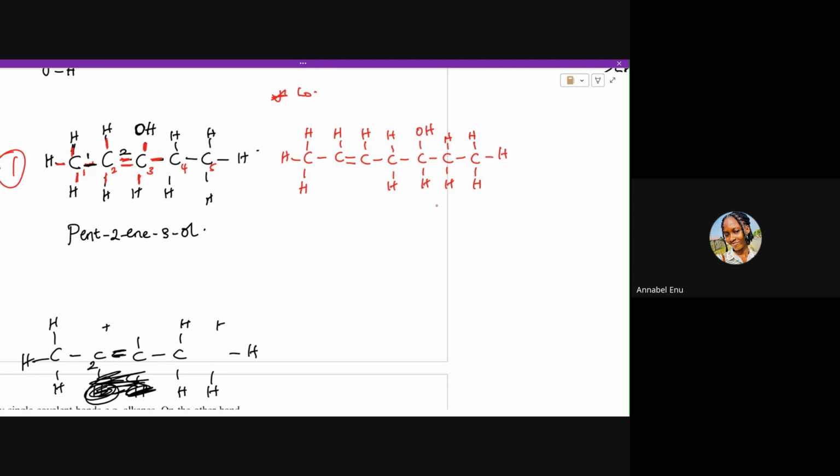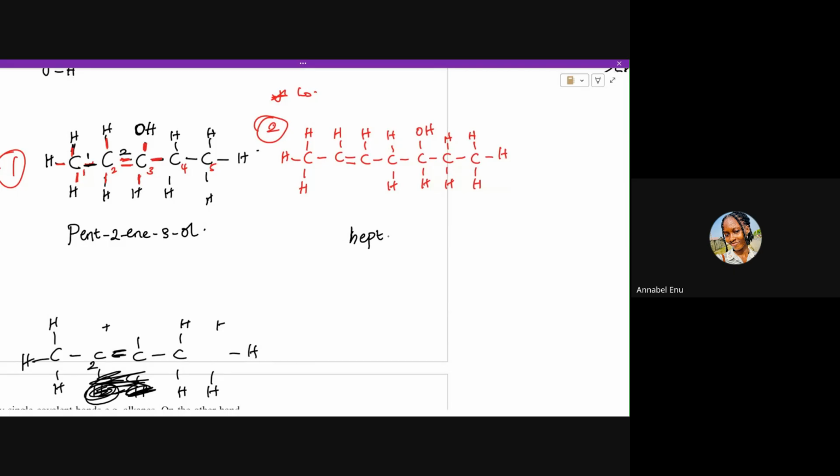What's the longest carbon chain? From the right side, this number 2, this second structure that I wrote with red. What is the longest carbon chain? Heptene. Good. 1, 2, 3, 4, 5, 6, 7, which is hept.